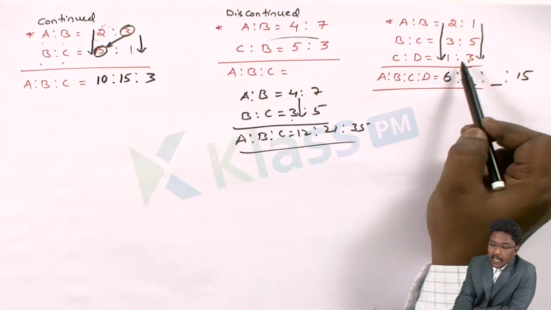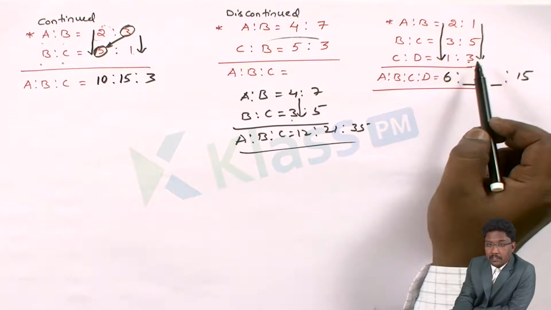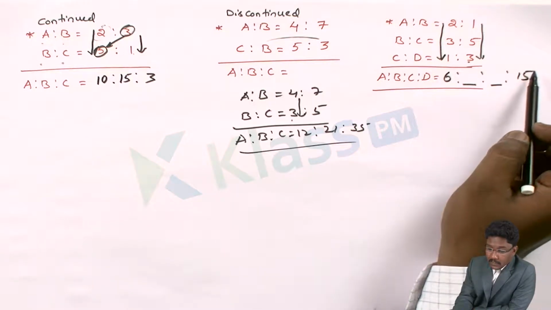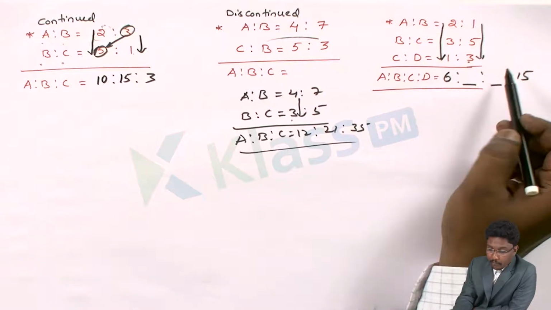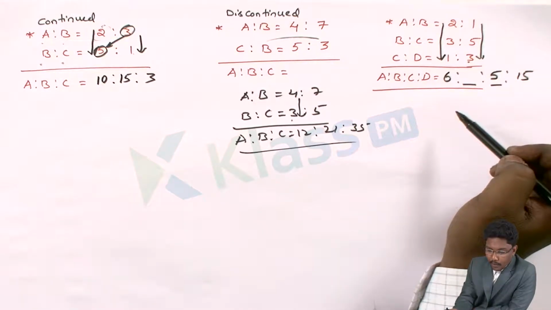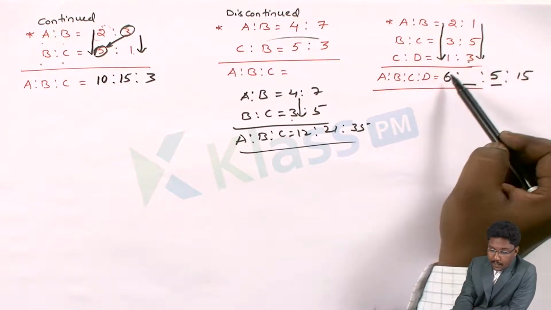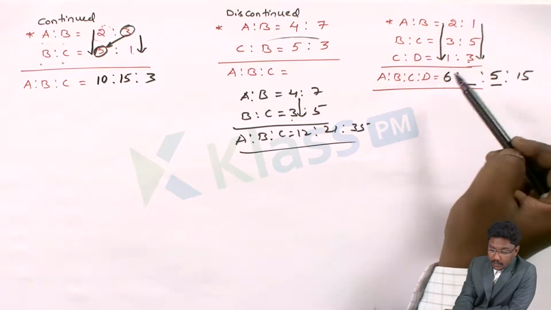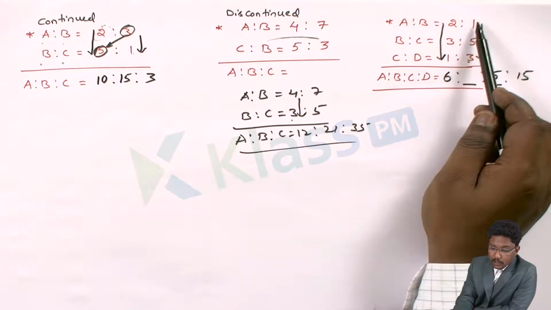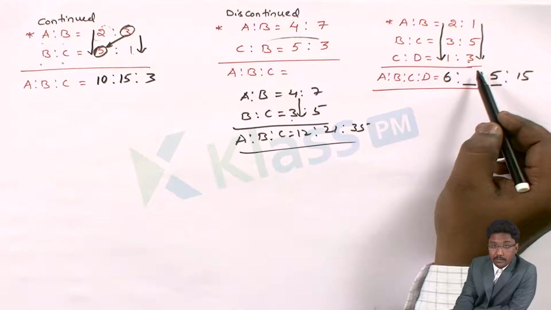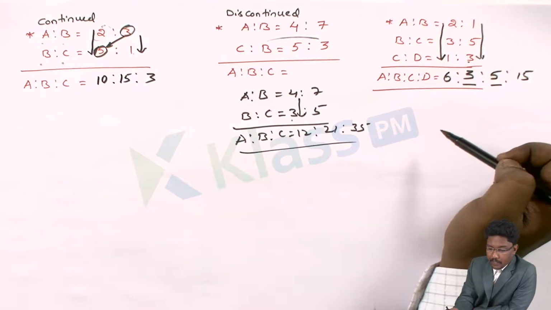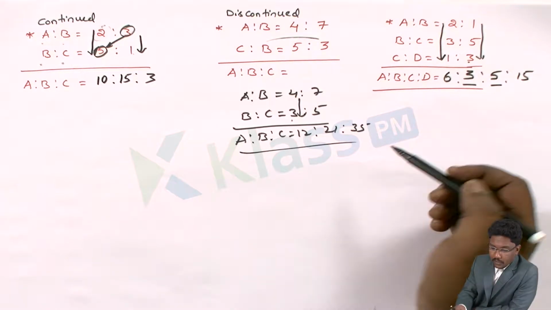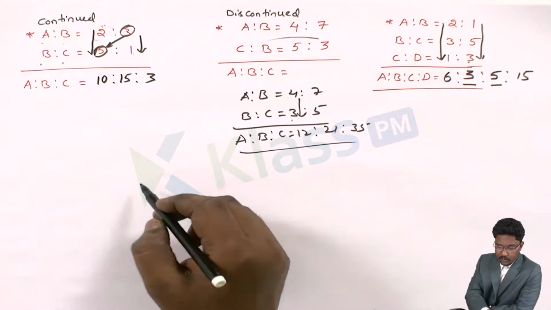Now C and D are in ratio, meaning a relation. D is multiplied with 5, so C should also be multiplied with 5. Now A is multiplied with 3 to get 6, so B should also be multiplied with 3. Now 3, it is the ratio. If you have not understood, then try to solve another question.